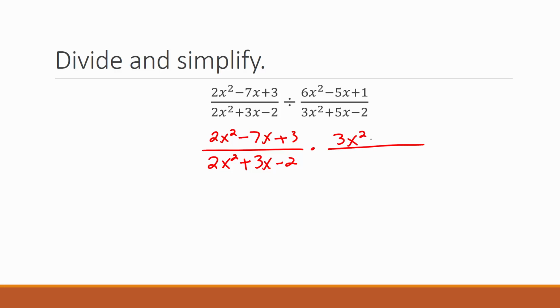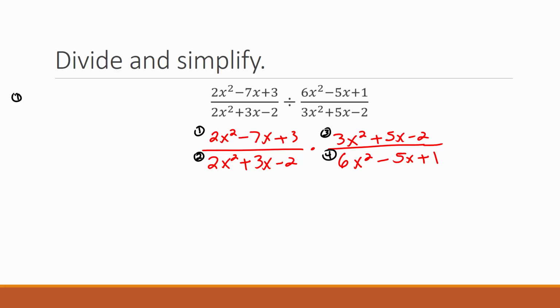So we keep, change, and flip. And then we have to factor. There are different ways to factor this type of trinomial that we have. I'm going to use the AC method in my explanation. I'm going to label these so we will know what we're factoring over here on the left-hand side, right-hand side.